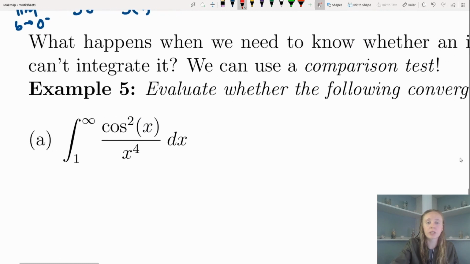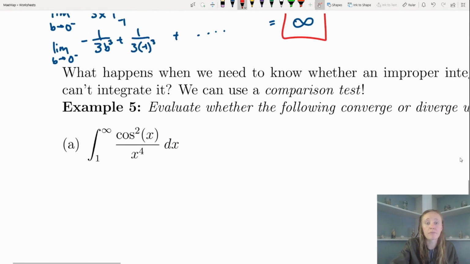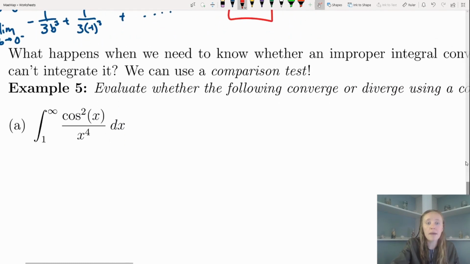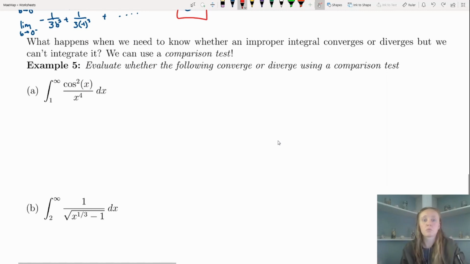And lastly on this worksheet, we'll go over example 5. So example 5 is all about what happens when we need to know whether an improper integral converges or diverges, but we can't integrate it. Well, we can use a comparison test. And later on when we get into sequences and series, we're going to be using comparison tests and limit comparison tests to figure out whether a series converges or diverges. But for now, we care about whether this integral converges or diverges. And again, it's through a comparison.